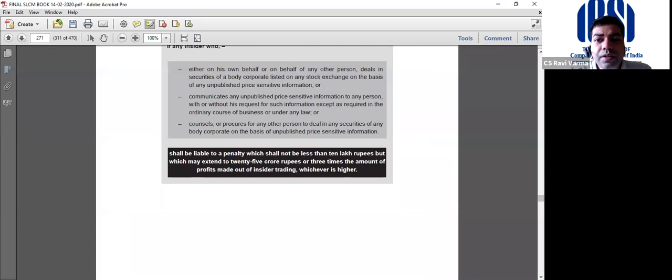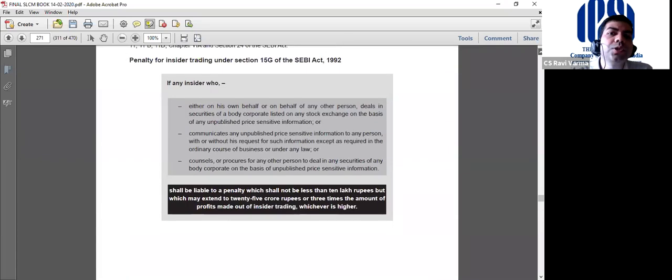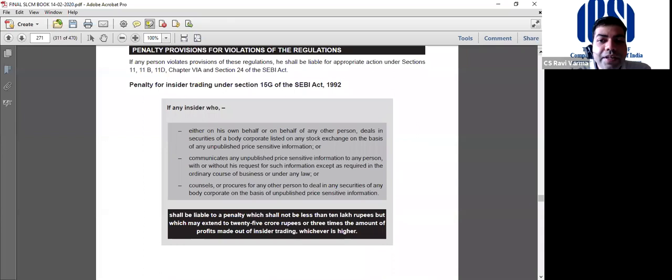Why? Under this SEBI insider regulation, the penalty is very harsh. If you look at the penalty provision, it says if any insider, either on his own behalf or on behalf of others, deals in the securities of a company, he shall be liable to a penalty of minimum 10 lakh, and the maximum can go to 25 crore or twice the amount of profit. For example, if the person has made a profit of 10 crore, he will have to pay 20 crore. This is the stringent penalty under the insider trading regulation.